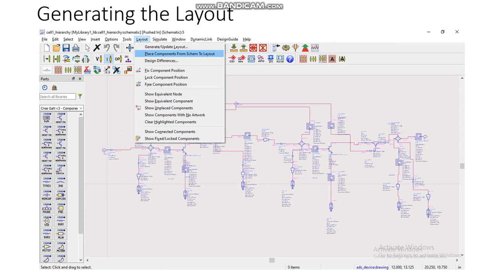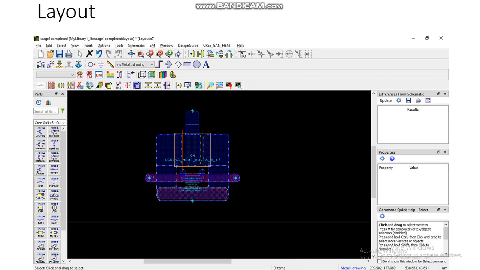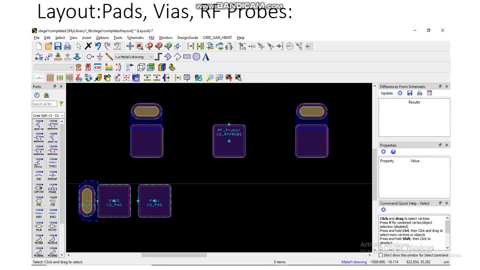My suggestion is to generate the layout by replacing each component from the schematic into layout one by one. And one should notice that after everything is replaced, they have to put RF probes for inputs and outputs of the circuit, and they have to put pads for the voltage supplies, DC voltage supplies. And for each DC voltage supply, we have to put 2 pads, and 1 pad should be connected to a via, which represents the ground.